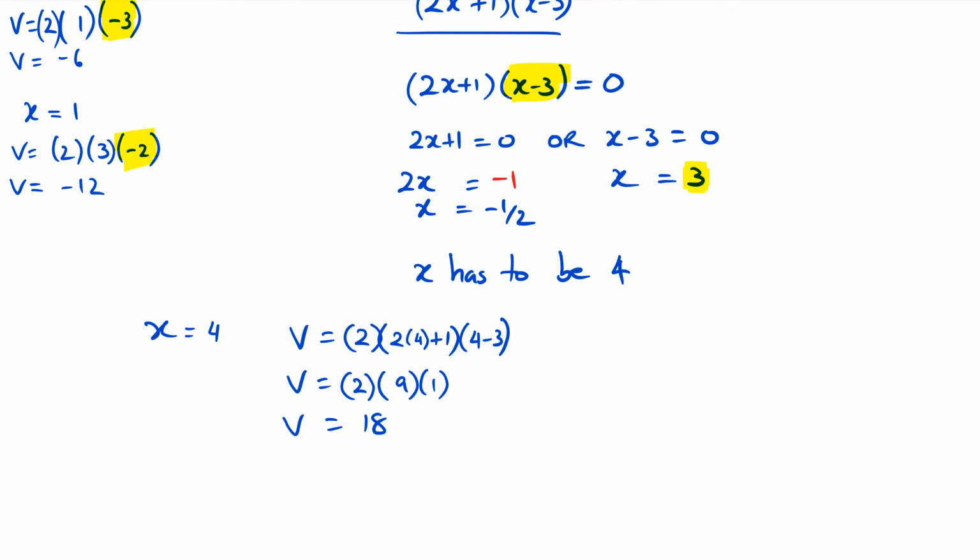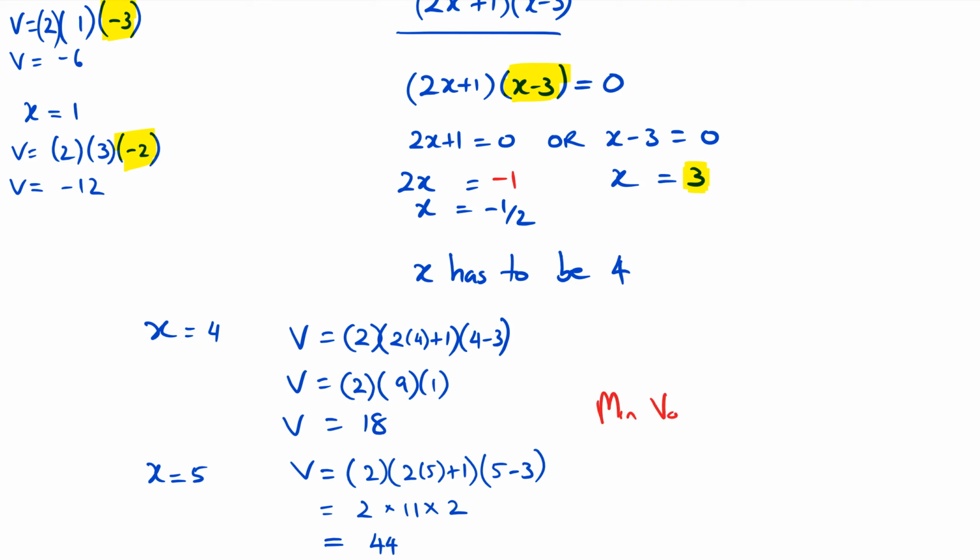But if I try x equals 5, just to show you what happens, we get 2 multiplied by 2 times 5 plus 1 multiplied by 5 minus 3. So I'm going to get 2 multiplied by 5 times 2, 10 plus 1 is 11, times 5 minus 3, which is another 2. So this time you can see that you end up getting 44. So from here we can say that the minimum volume equals 18 when x equals 4.